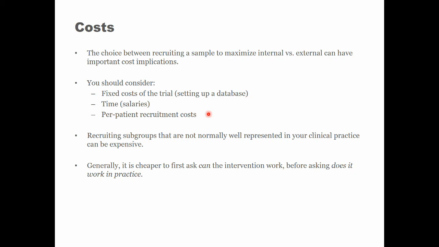So from my perspective, this question always hinges on, well, do we know if the intervention can work yet or not? And if we don't, then you start there, right? So when we're starting to think about our trials, generally, I think unless we already have some good evidence that the intervention can work, you shouldn't even worry about an effectiveness trial.